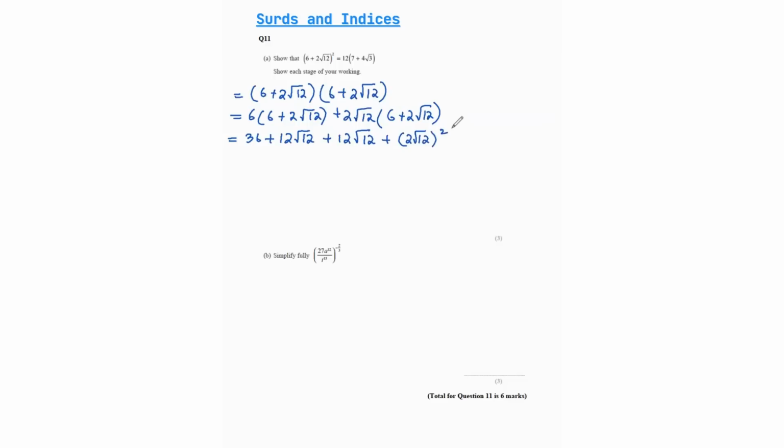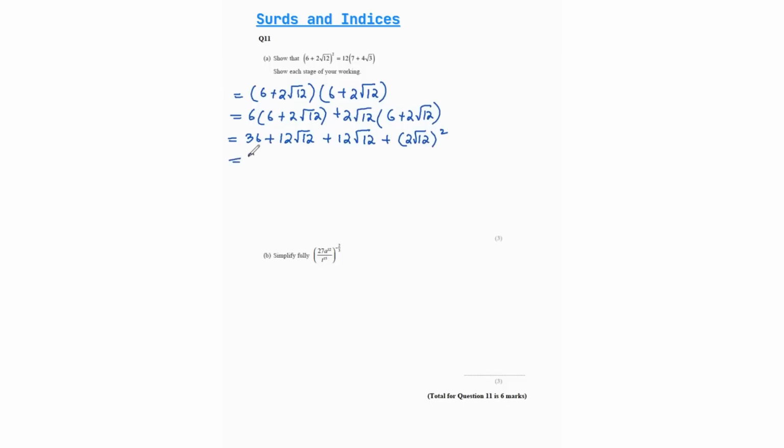When you're multiplying surds, what you need to remember is that when you're multiplying a constant with a surd, the constant will get multiplied with the number that's outside the surd. That's why I did 6 times 2, which gave us 12 root 12. Nothing happened to the root 12. It stayed as it is. Over here, when we're multiplying 2 root 12 to itself, it's basically squaring itself.